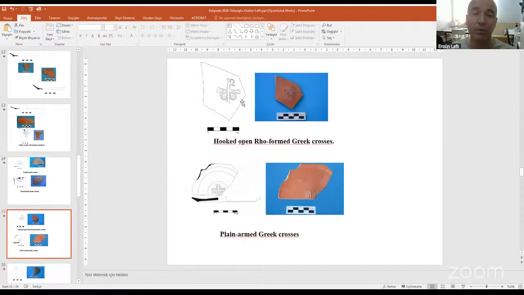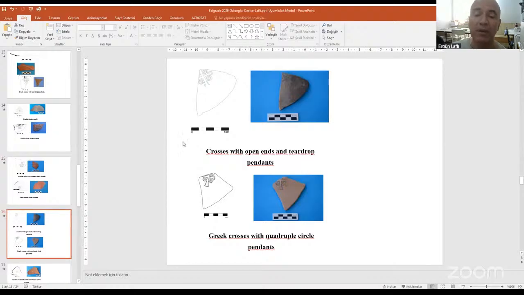As a reference for cross typology, we tried to find a basic source book, but unfortunately, in none of our study regions, neither in Italy nor in Greece nor elsewhere, did we find anything enlightening for cross typologists. So this is a big pity actually for us, because Fokaia has a focus on cross depictions on the dishes especially. So we have another one, hooked open-row formed Greek crosses. Then we have plain-armed Greek crosses. Then crosses with open ends and teardrop pendants.